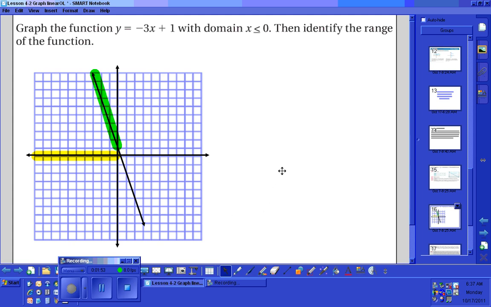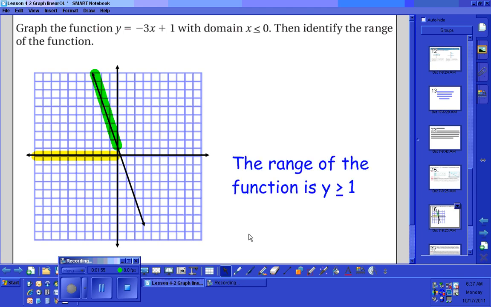What's the range of this function? Well, the range of this function would be the values positive 1 and anything larger than that. So we would say that the range of this function is y greater than or equal to 1.